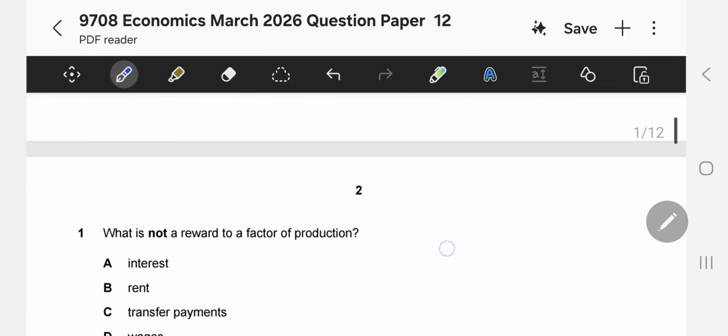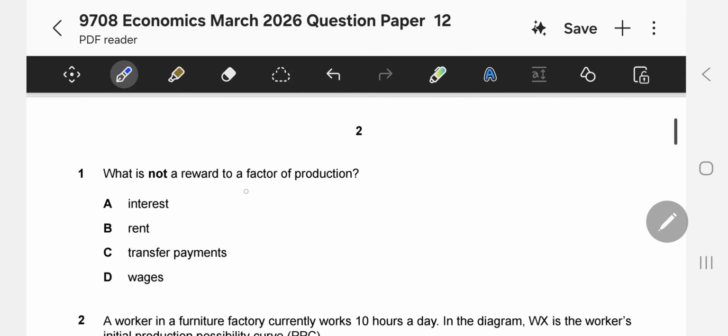Let's see the first question. What is not a reward to a factor of production? This one looks easy. We know the 4 factors of production, and we know interest, rent, and wages would be rewards. If you don't remember this, interest is the reward for capital, rent is the reward for land, and wages is the reward for labor. So C is going to be the correct answer here. The one missing here is enterprise, and the reward would be profit. You should know this from GCSE.